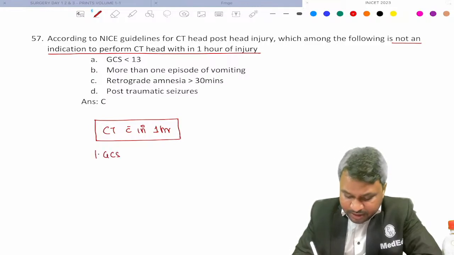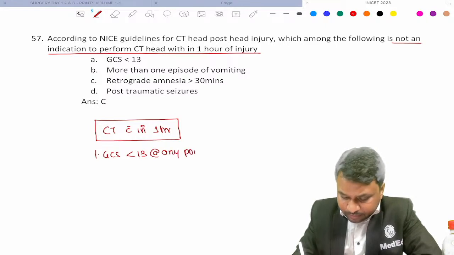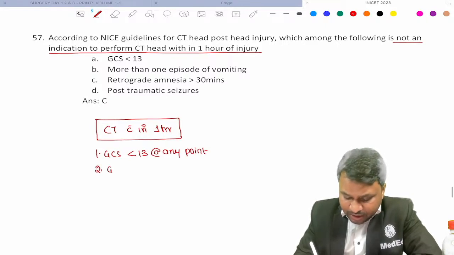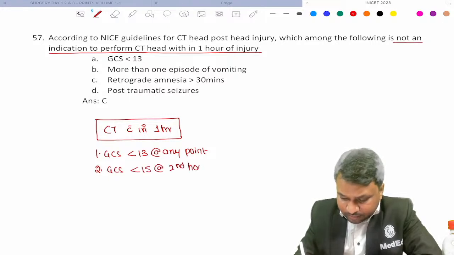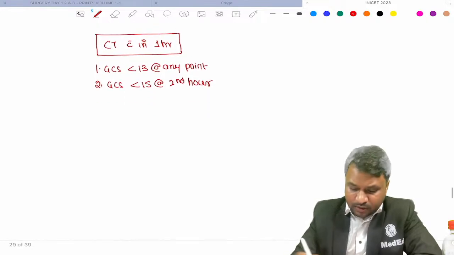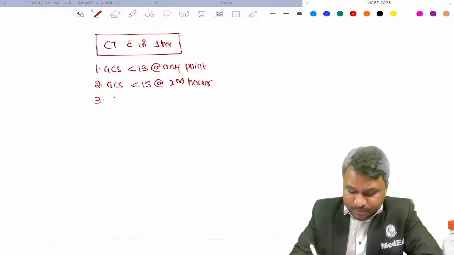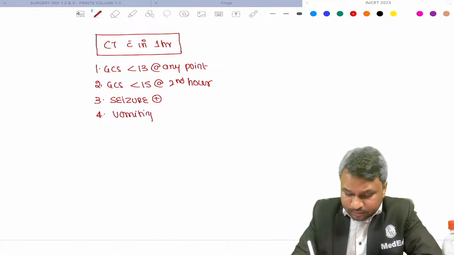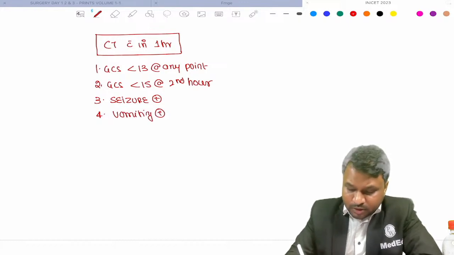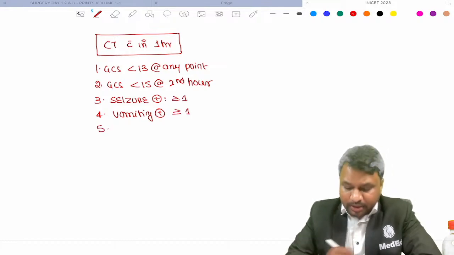Number one, if the GCS of the patient is less than 13 at any point. Second, if the GCS of the patient is less than 15 at the second hour of status. If the patient has post-traumatic seizure, if there is presence of post-traumatic vomiting, even if there is one episode. So more than or equal to one episode of seizure, more than or equal to one episode of post-traumatic vomiting is noticed.